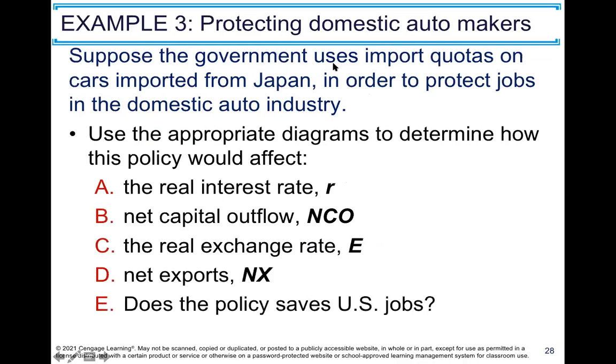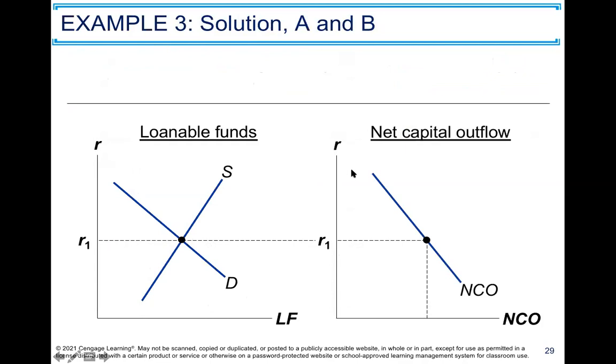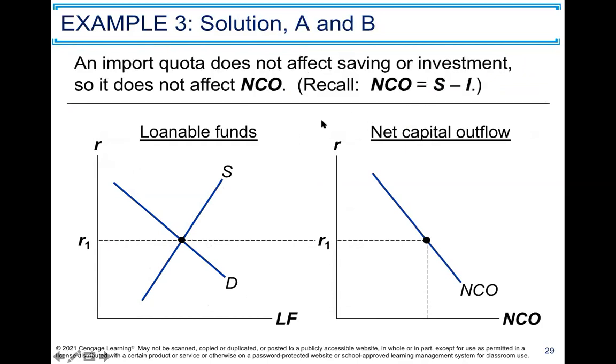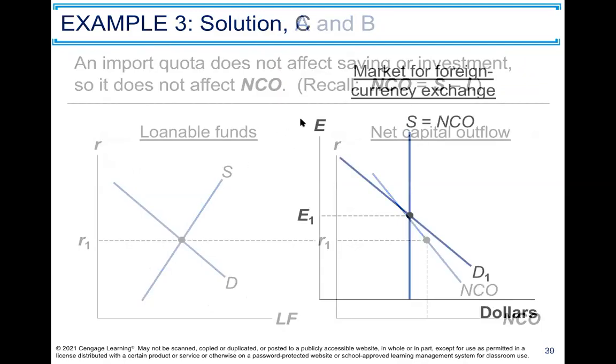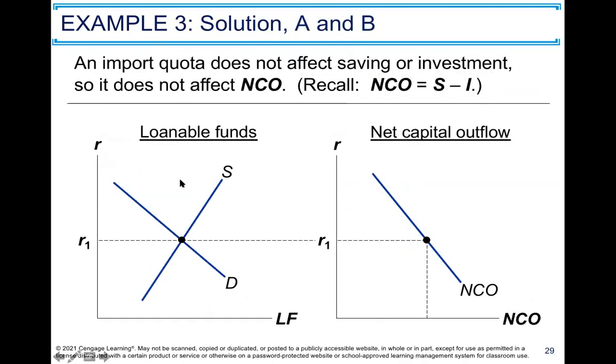All right, so let's say that the government uses an import quota on cars imported from Japan, on Toyotas, in order to protect jobs for the domestic auto industry. Let's see how this would affect those graphs. First, we come to the loanable funds and net capital outflow market, and we think that an import quota doesn't really affect saving or investment, so it doesn't affect NCO, right? There's no change in savings, and no change in demand for investment or net capital. So nothing changed here from an import quota.